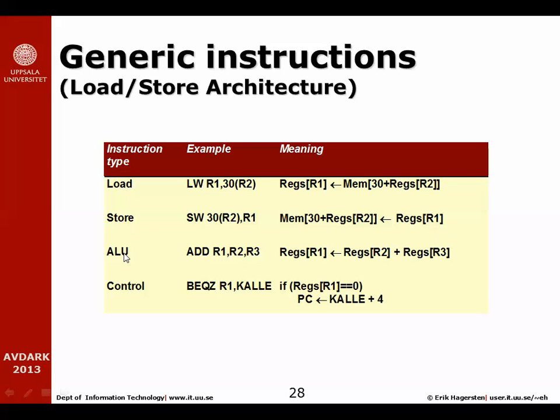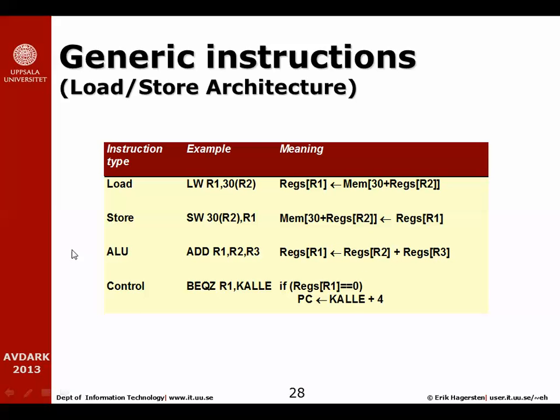Then you have normal ALU operation, and ALU operation never ever writes or reads from memory. It only reads and writes from registers, in what is called a load-store architecture. So what this may say is put the result in R1, and you get the result by adding the value stored in R2 and the value stored in R3. Once more, here's the meaning of that instruction.